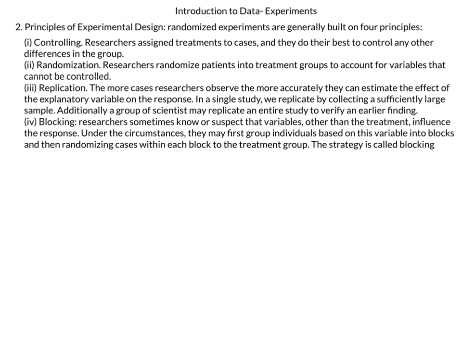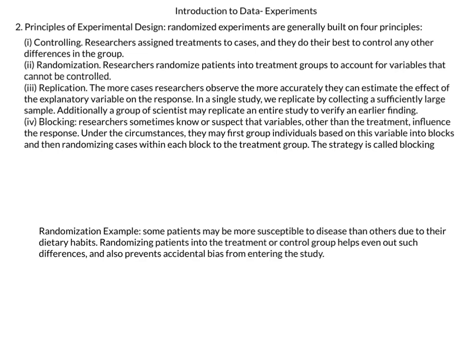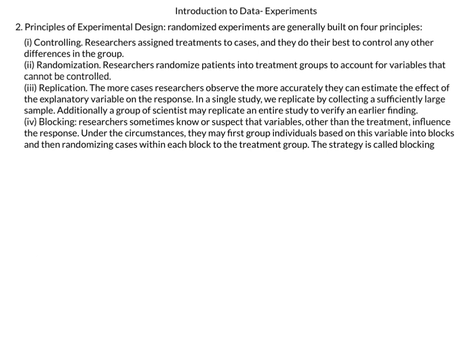The next principle is randomization. So researchers randomize patients into treatment groups to account for variables that cannot be controlled. And our example is that some patients may be more susceptible to disease than others due to their dietary habits. Randomizing patients in the treatment or control group helps even out such differences and also prevents accidental bias from entering the study.